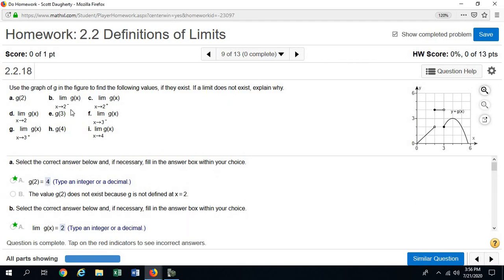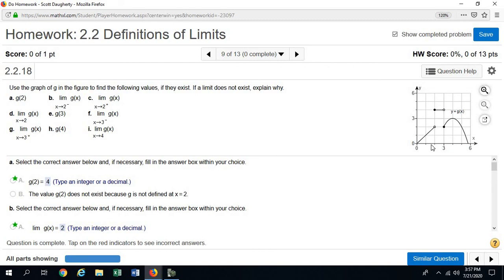Okay, part B, we're supposed to find the limit as x approaches 2 from the negative side of g of x. Okay, so 2 is right here. If we approach it from the negative side, we have to plug in x values over here. And we're supposed to determine what the output values, or the y values, are getting closer to as that happens. So for example, if I were to plug in a 1, the y value that comes out is positive 1.